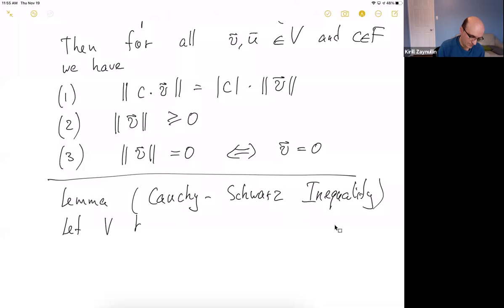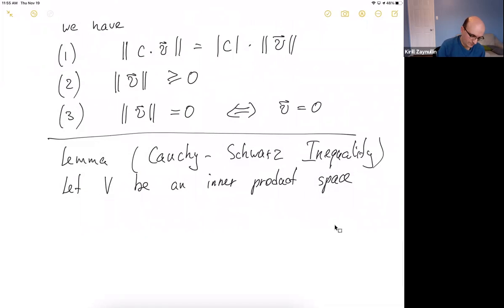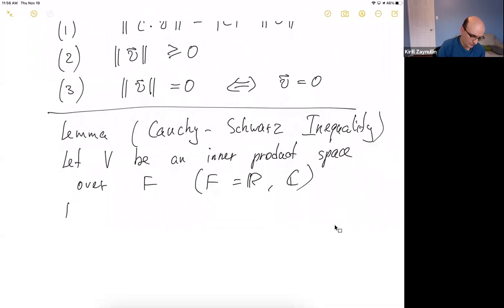Let V be an inner product space over F. So here F is either R or C. Then for all v and u from V we have the following inequality.